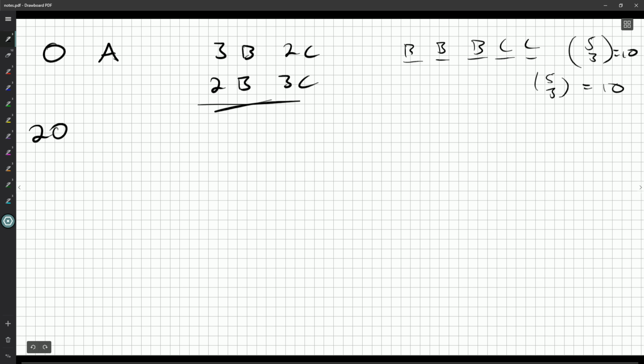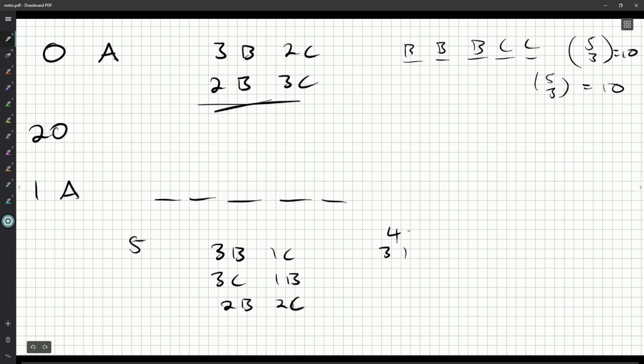What if I have only 1 A? Well, there's 5 different places to put that A. 5 choices of where you put the A. And then you could have 3 B's and 1 C. You could have 3 C's and 1 B, or you could have 2 B's and 2 C's. Okay, and then you have to choose where to place things.